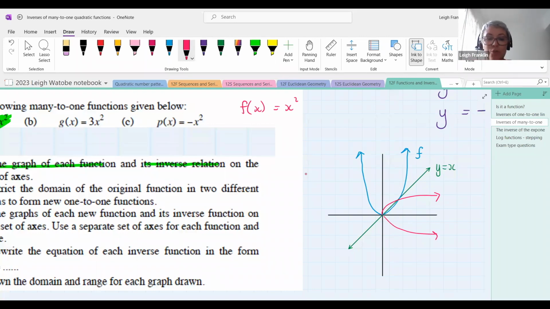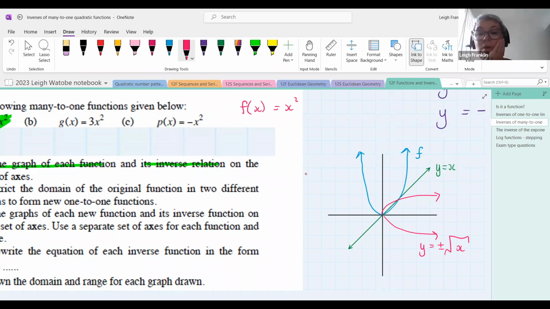Do you see how I'm not using function notation when it comes to the pink graph? I'm not allowed to, right? It's only after I restrict the domain that I'm allowed to use functional notation. So here, if I want to write the equation of this, I have to write this as y equals plus or minus root x.